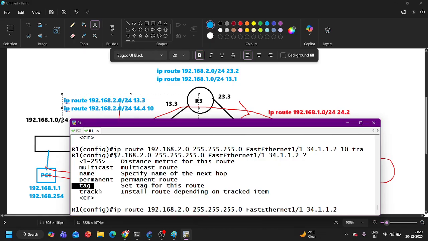Sir, here we are increasing the AD value or the metric value? AD value. But okay, the distance metric for this route, that's why I'm asking. This is a metric. Distance means AD value. Okay, so can we change the metric here also for the static route? That is the question. Okay.